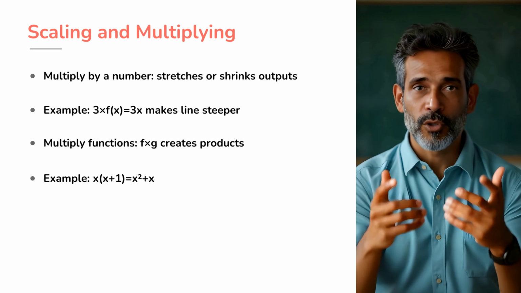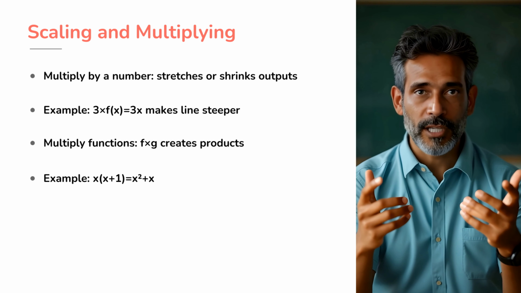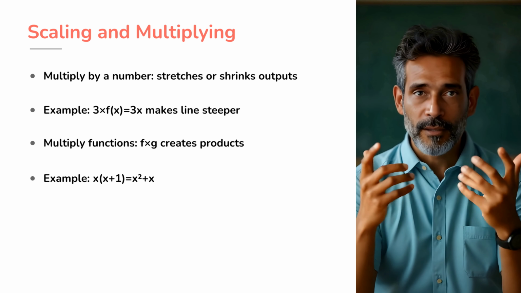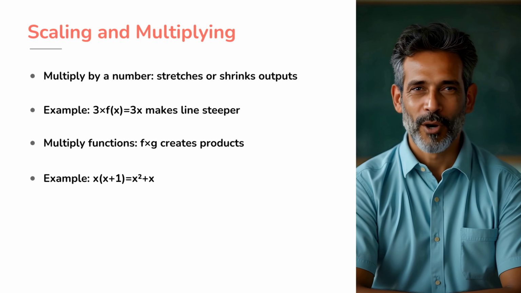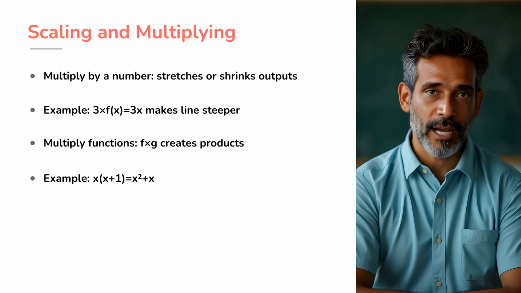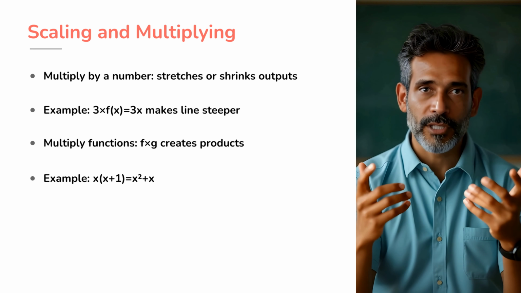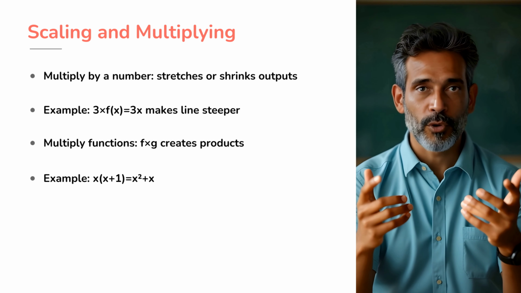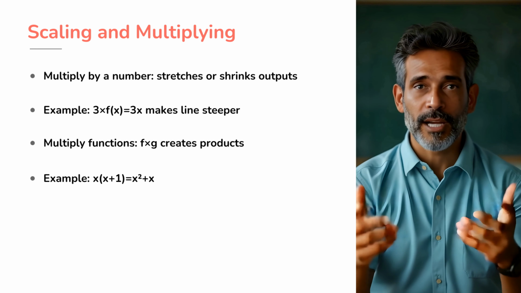Next, we can also multiply two functions. This is written as f multiplied by g, or f times g. It means we multiply the outputs of both functions together to create a new product. Let's look at a simple algebraic example. x(x + 1) = x² + x. Spelled out, x times the quantity x plus 1 equals x squared plus x. These operations, scaling and multiplying, help us transform and combine functions in powerful ways.